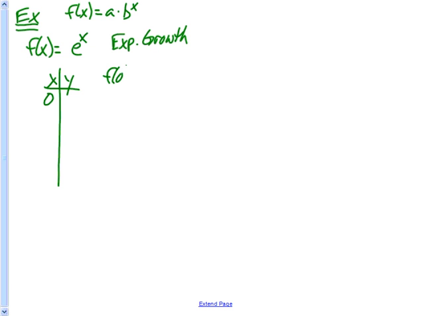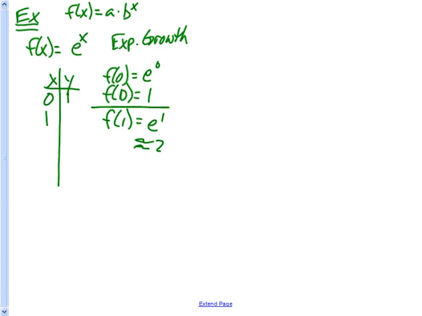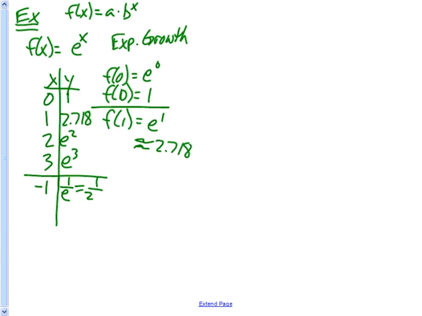So let's plug in 0, e to the 0, anything to the 0 is 1. Let's plug in 1. E to the 1, well, that's approximately 2.718, right? 2.718, or e. Plug in 2. E squared, which is, 2.718 squared, right? E cubed, whatever that is. Let's go to the left. How about negative 1? E to the negative 1, 1 over e, which is 1 over 2.718, right? Okay, negative 2, that's e to the negative 2, 1 over e squared, whatever that is, okay?